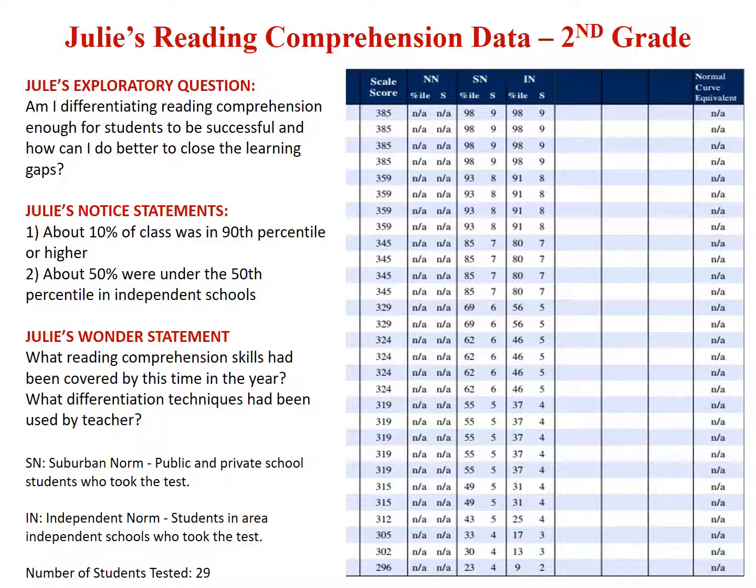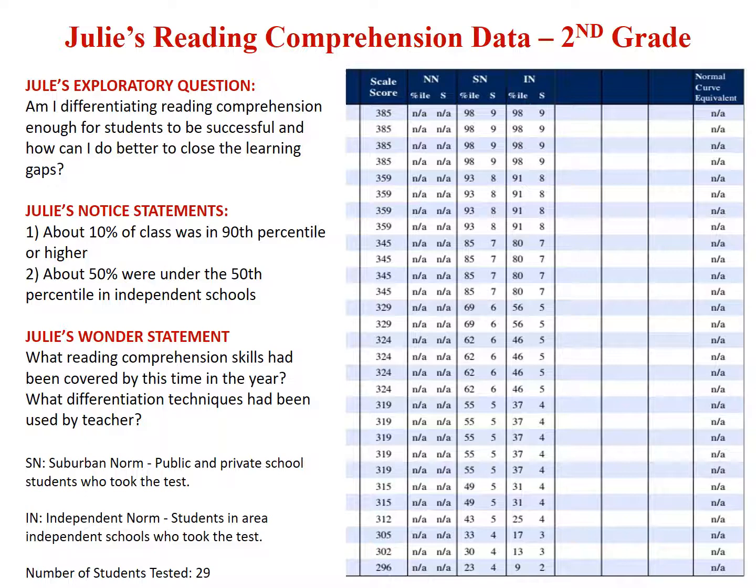And what we noticed based on this data was that there was a significant jump from scores reaching 80 to the 90th percentile all the way down to the 60. 35% of students were in the 50th percentile or lower. But overall, Julie's students scored higher than their counterparts in independent schools.